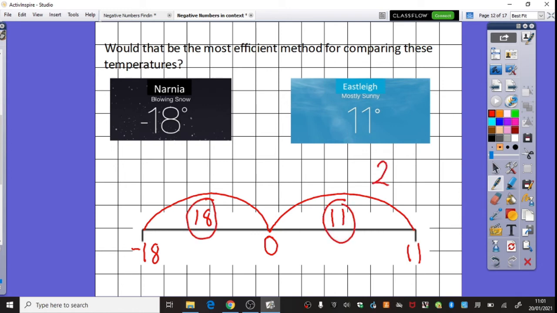So altogether 18 and 11 equals 29 degrees. So the difference between these two temperatures in Narnia, goodness me, it must have been a cold night, it looks like here. The difference in these two temperatures then is 29 degrees.